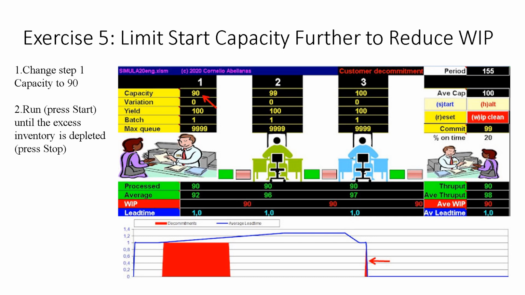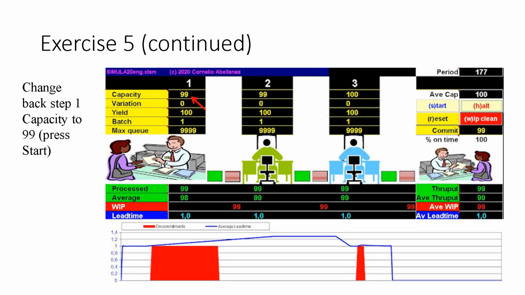To deplete the excess inventory, we will now change step 1 capacity to 90. We press Start until the excess inventory is depleted, and then press Stop. Then we change back step 1 capacity to 99 and press Start. Now we can say the problem is solved, always with the restriction of the bottleneck capacity.